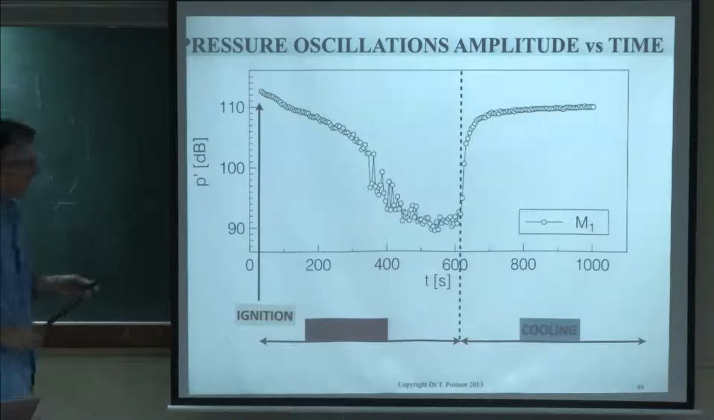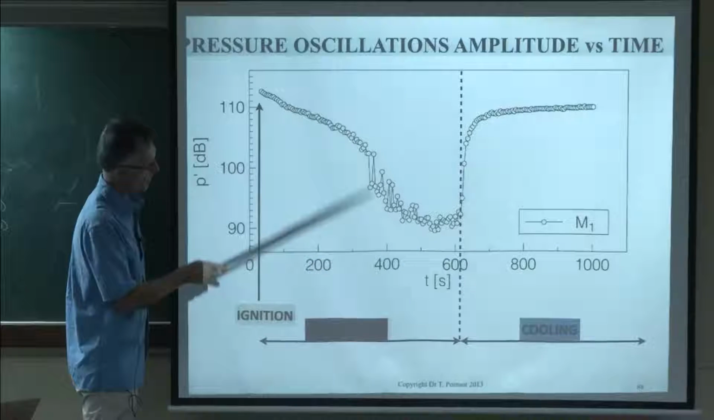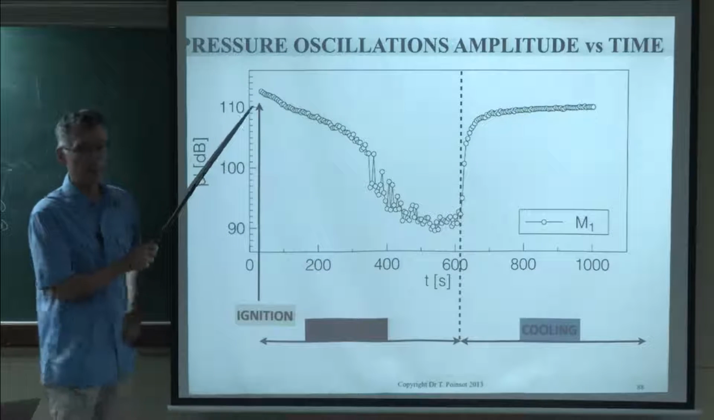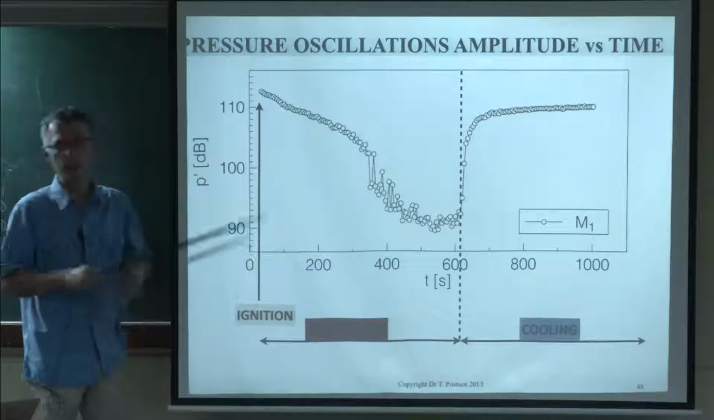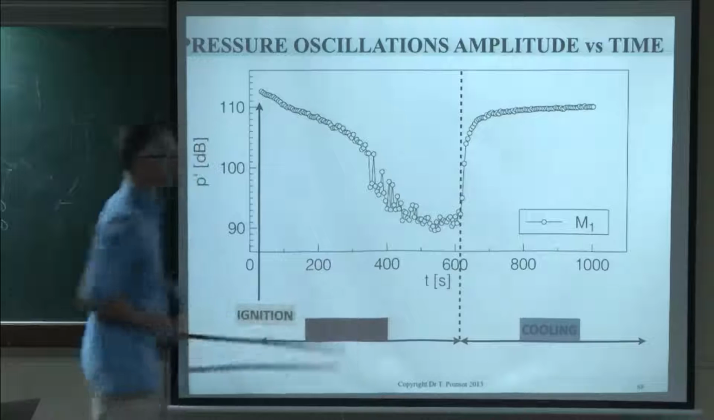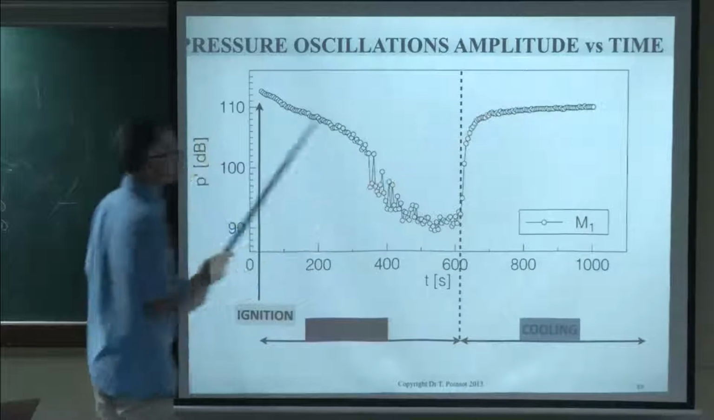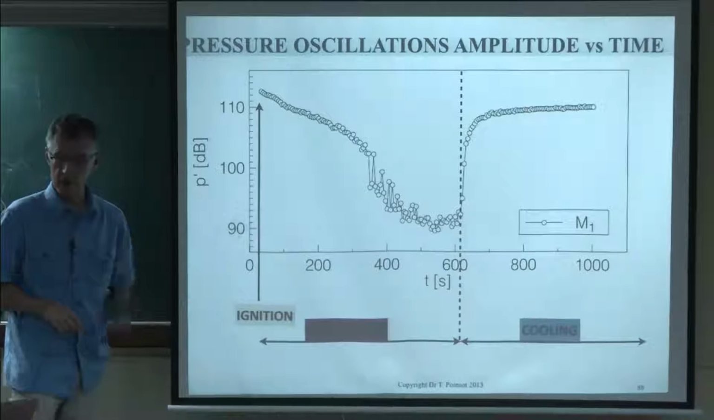So you can plot the pressure oscillations as a function of time. And again, those are decibels. So when you lose 20 decibels, it means the flame does not oscillate anymore. And you can see the evolution of this thing. So as soon as the cooling comes back, you have unstable mode. And if the walls are hot, then you have no problem.